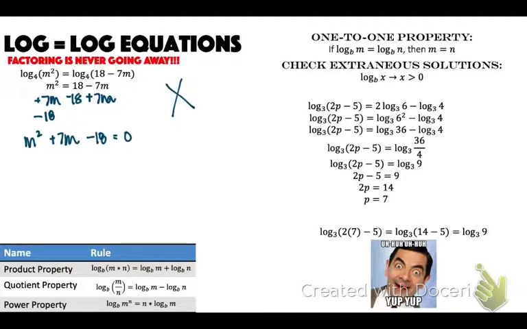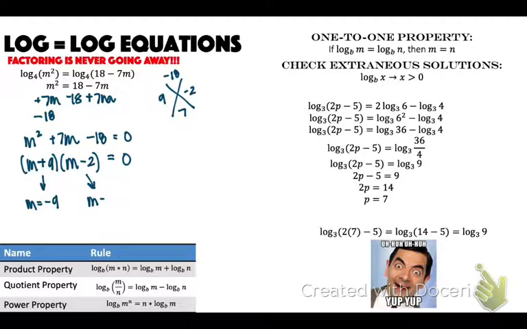So we're seeing what multiplies to be negative 18 and adds to be 7. It's 9 and negative 2. So this is going to be m plus 9, m minus 2 equals 0. So then this one we get m equals negative 9. This one we get m equals 2.